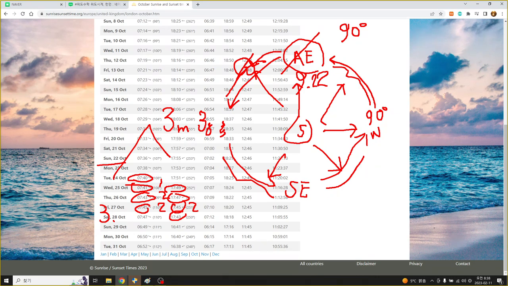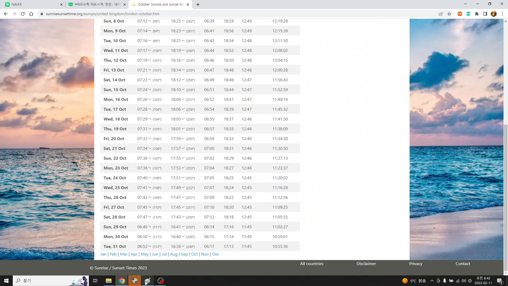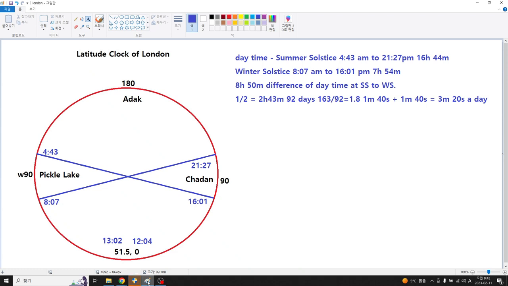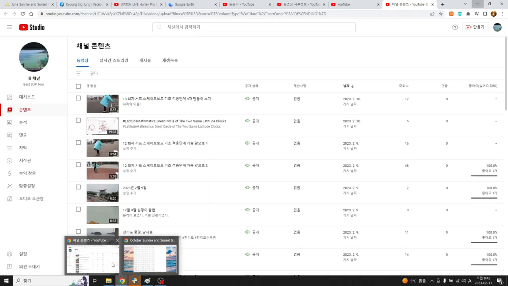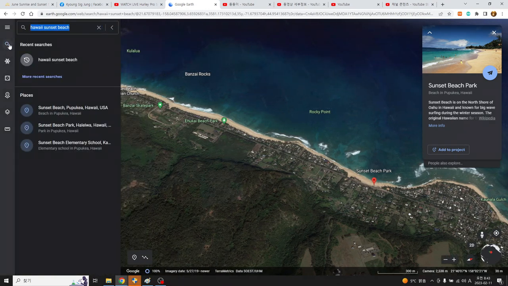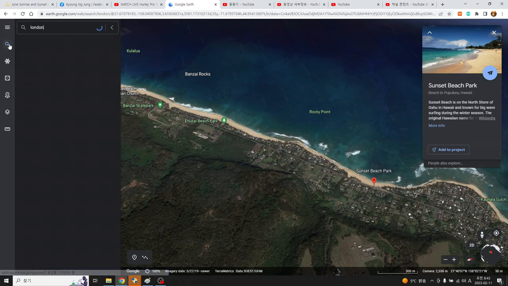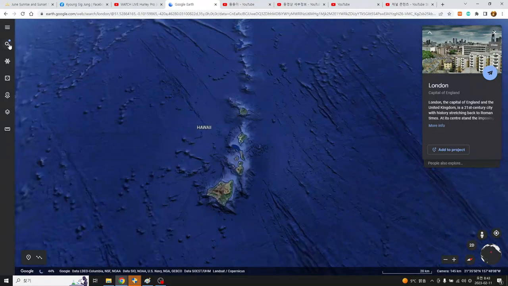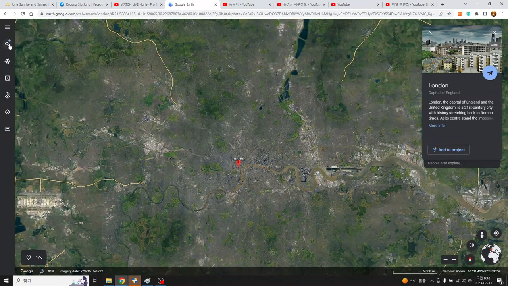This is about the latitude clock of London. Now I'm going to talk about geography with the latitude clock of London. We know about geography with the world map or Google Earth nowadays. Google Earth is very good, a very effective tool here. We go for London now, for the geography. London, voila. Here we come to London. This is Northern Hemisphere 51.5 degrees, prime meridian, zero.